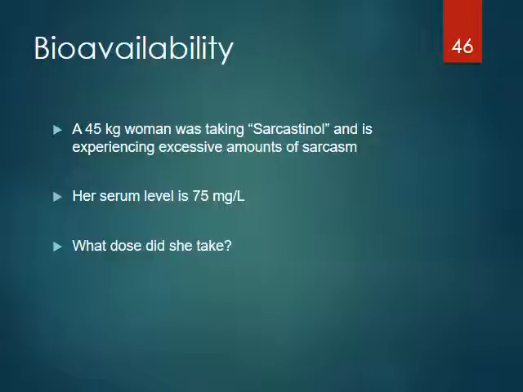But remembering that we have a 90% bioavailability, we want to figure out the actual dose she took. So we just tack on an extra 10% to that, and you get a total dose taken of 750 milligrams. So that would be your answer. She's taking 1.5 times the normal dose that would be recommended normally.